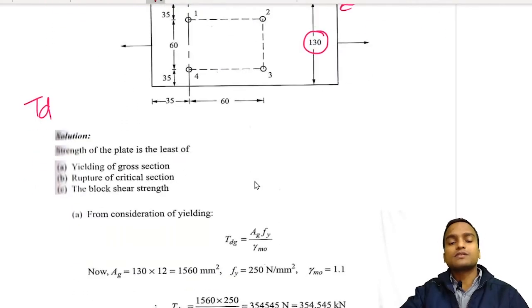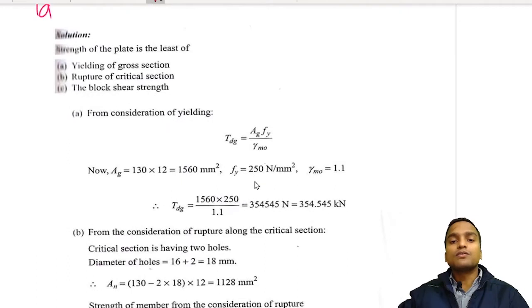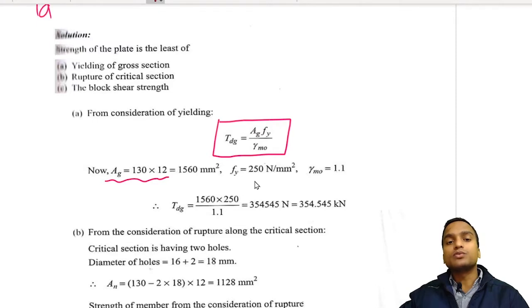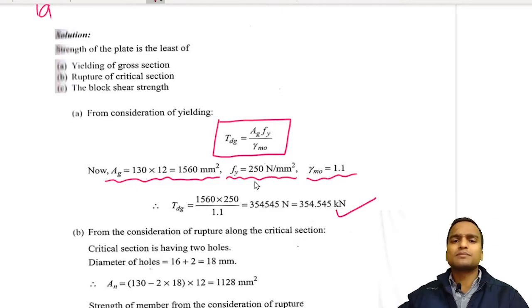So let us first calculate the value of Tdg, and Tdg is equal to Ag into Fy divided by gamma m0. The gross area of the plate section will be equal to 130 into 12. Fy is 250 Newton per mm square. The partial safety factor in case of yielding, gamma m0, is 1.1. So this is the Tdg value, and it is very easy to calculate.